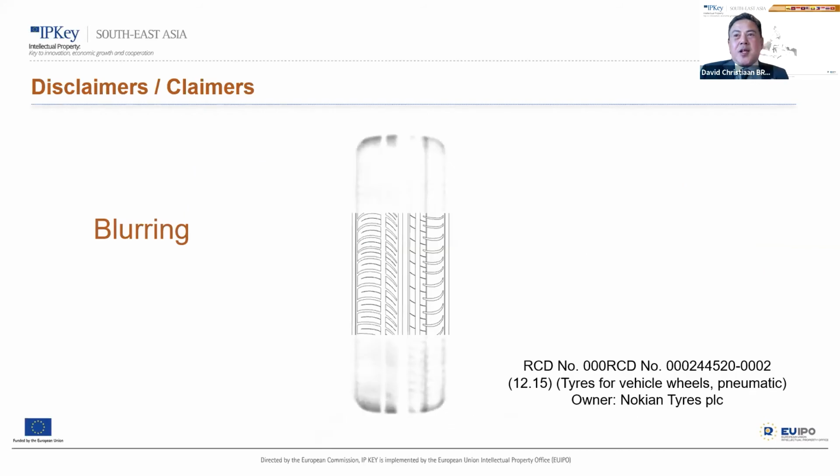And then we have blurring. This is a tire, of course. Blurring is also a way of disclaiming. It is important for blurring that it is really, really blurred. It cannot be a small difference. It has to be absolutely clear that those parts are disclaimed. If we see a disclaimer blurring where the difference between the two parts is not that obvious, we will send an objection letter to the applicant asking for correction to blur it further. This is a good example of blurring.